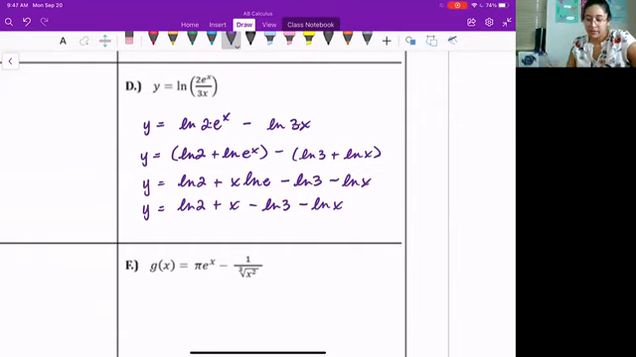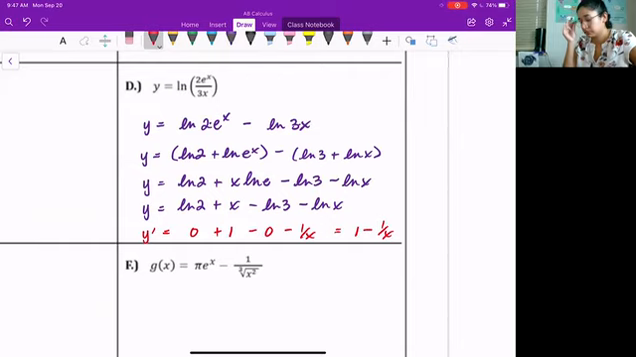It's a constant. So the derivative of natural log of 2 is 0. The derivative of x is 1. The derivative of natural log of 3 is 0. And the derivative of natural log of x is 1 over x. I've got 1 minus 1 over x. All right. Okay, so the hardest part about this is just rewriting using your natural log rules, not even the calculus. The calculus is the easy part.